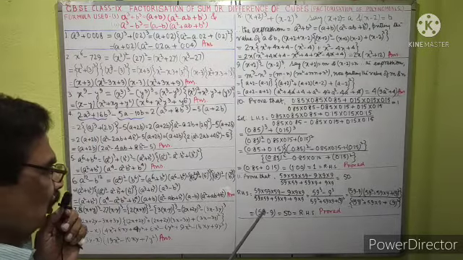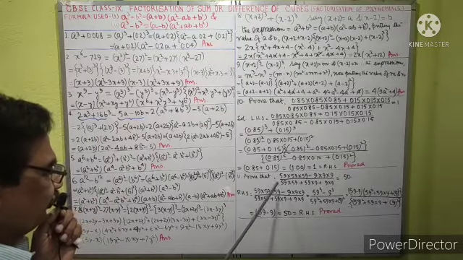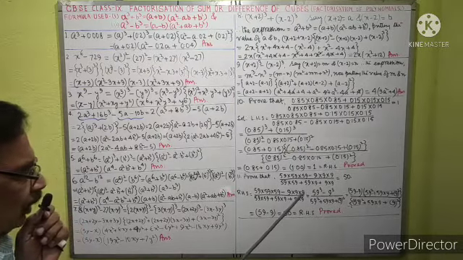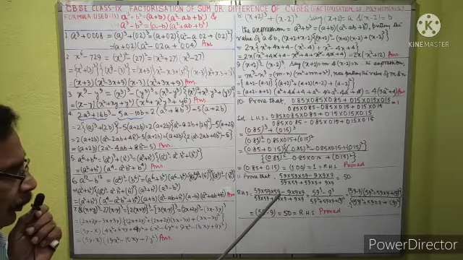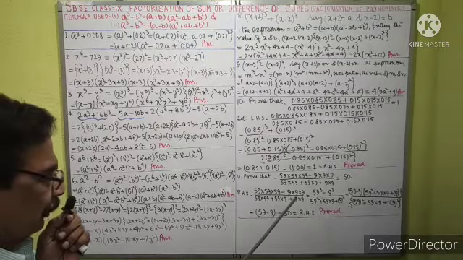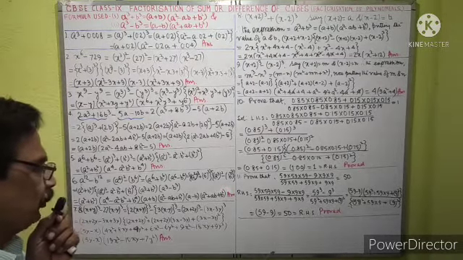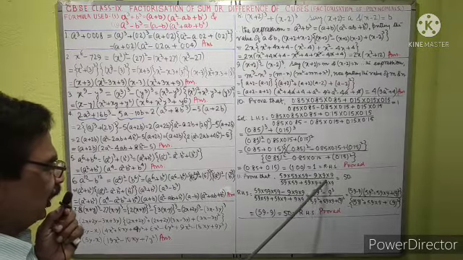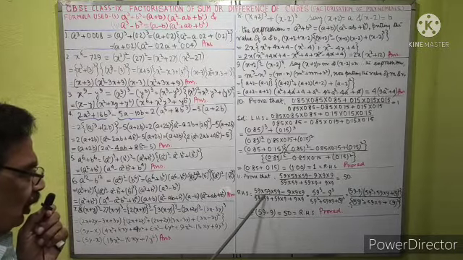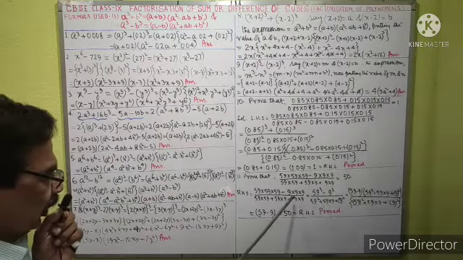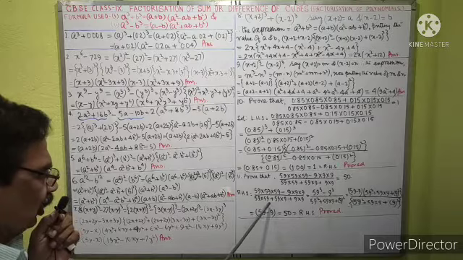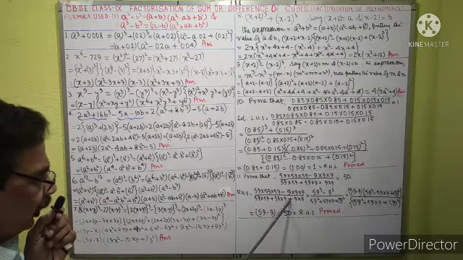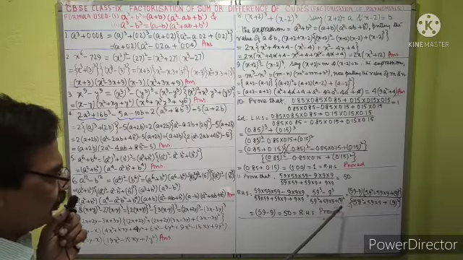Next question is to prove that 59 into 59 into 59 minus 9 into 9 into 9, divided by 59 into 59 plus 59 into 9 plus 9 into 9, equal to 50. Here just see that it is 59 cube and this is 9 cube. And the denominator is written like this way: 59 square, 59 into 9 and 9 square.